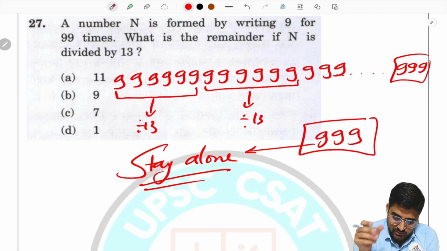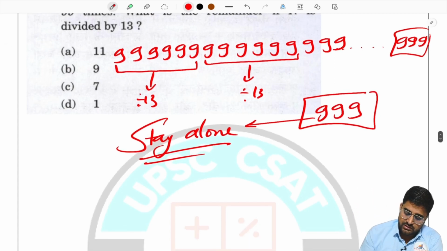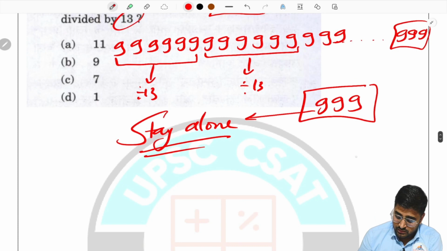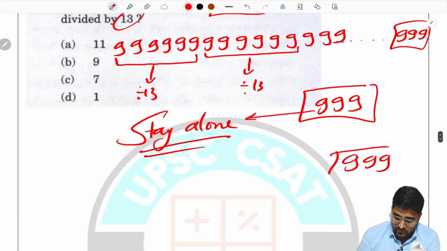Not a problem. Now the situation is, we have to find the remainder, and he is saying that you have to divide the number by 13. No issues, divide them.